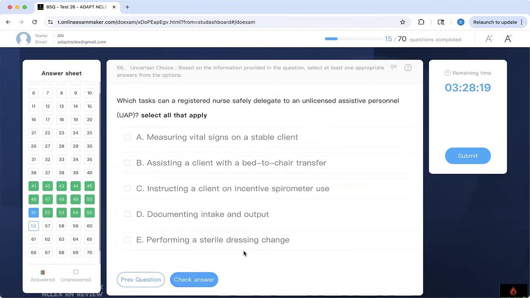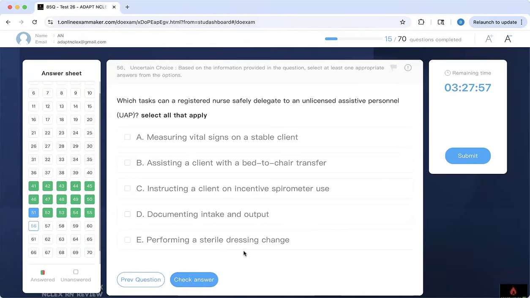Which task can be delegated safely to a UAP? Select all that apply. Measuring vital signs on a stable patient, assisting the client with bed to chair transfer, instructing the client on incentive spirometer use, documenting intake and output, performing a sterile dressing. A UAP does ADLs, anything that does not require assessment. Stop the video, pick your answer, and you know the answer.